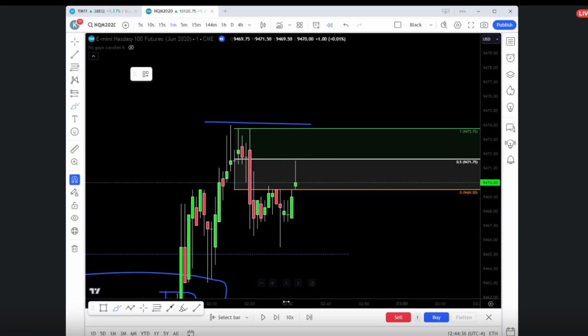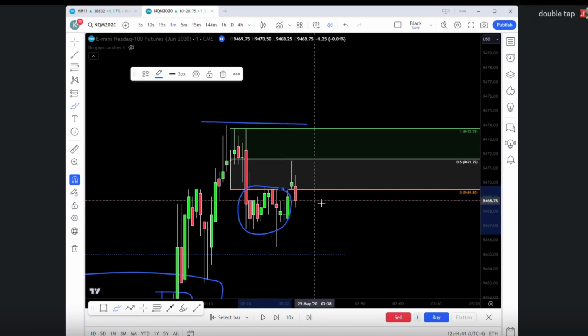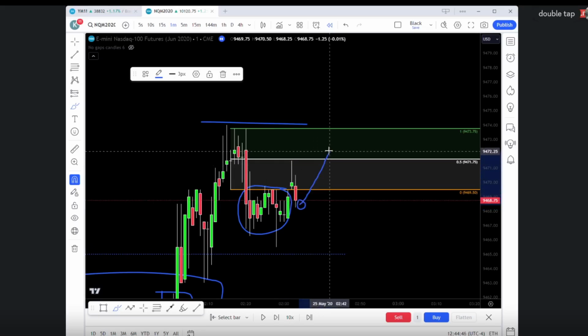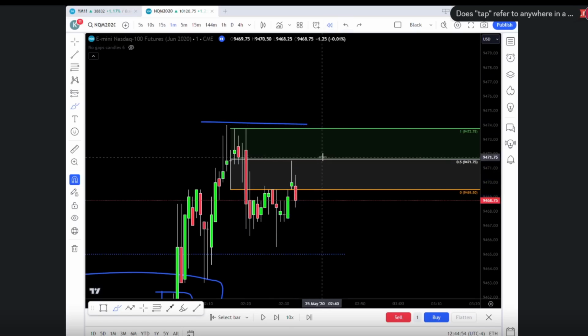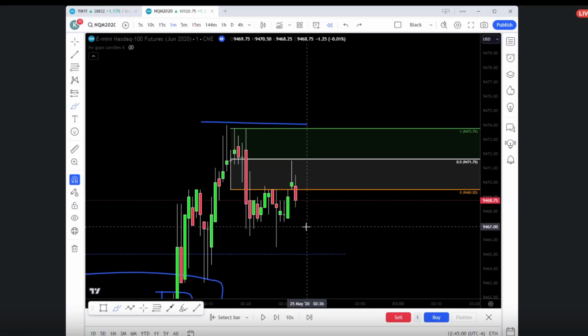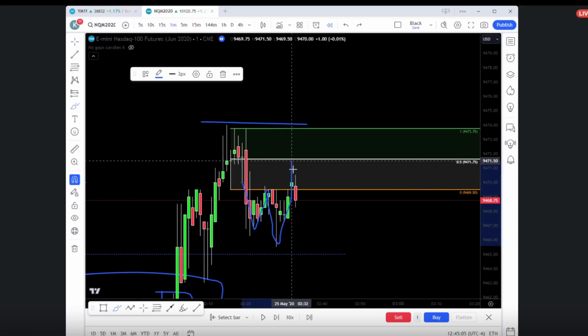right? So what do we get? Our tap back down to this zone. We've now mitigated this zone. What are we looking for? Right? Your tap usually occurs at the 30%. Right? Now, could this go down? Yes. What do we see on the 1 minute? We see this. Right?